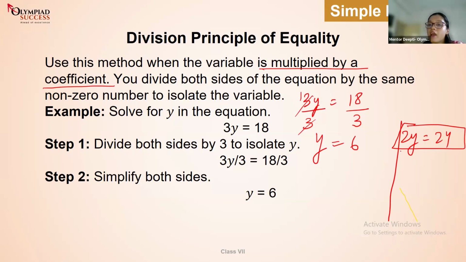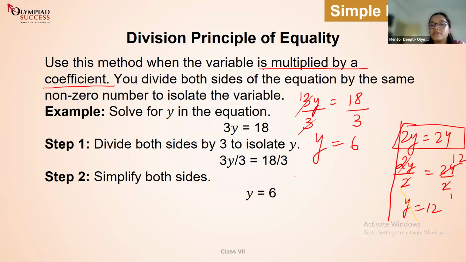Okay, so if I solve this equation, 2y equals 24, because I have to isolate y, I'll divide by 2 on both sides. So 2y divided by 2 equals 24 divided by 2. This 2 and 2 get cancelled, 2 ones are 2 and 2 twelves are 24. So y equals 12 here. Okay, so this is the way.